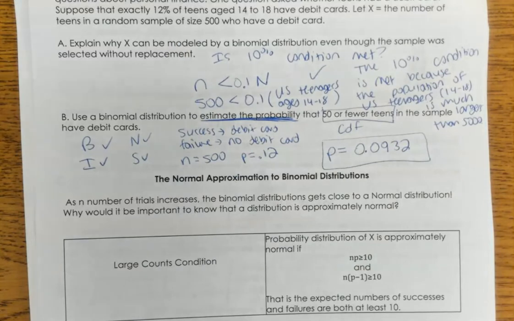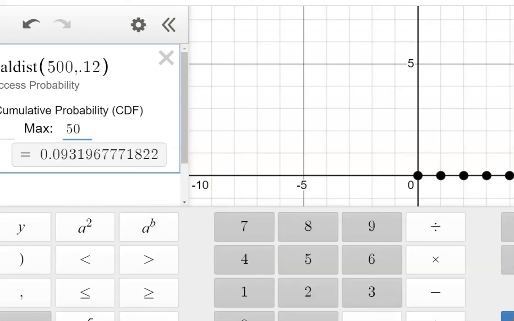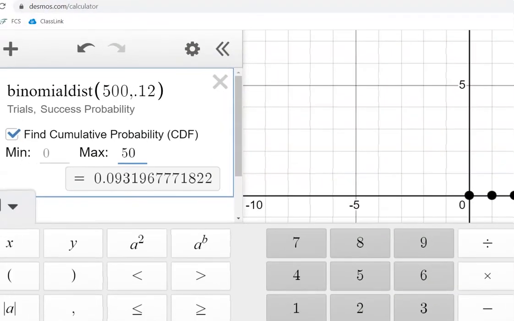So what I went ahead and did is put it into Desmos. Remember, I hit the functions, then went to distribution, and then clicked binomial distribution. I put in the number of trials, comma, the success probability, and I clicked find cumulative probability. So my min is 0, my max is 50 because it says 50 or fewer teens, and that gives me my probability. 0.0932, so 9.32%. All right.